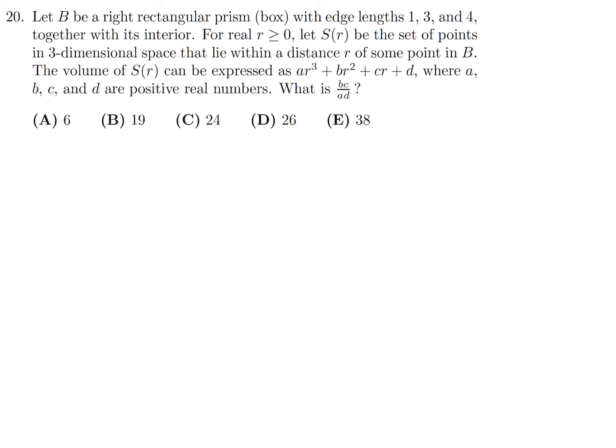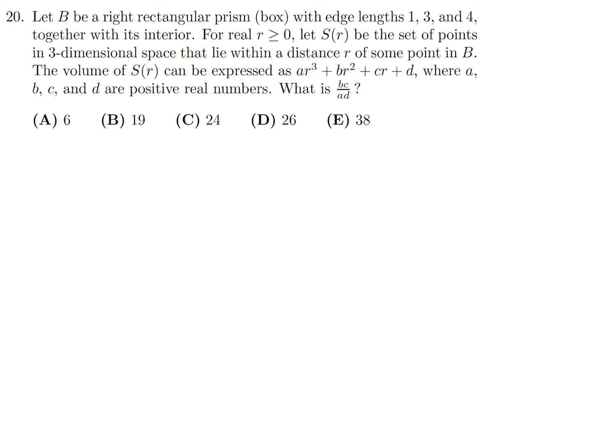Let B be the right rectangular prism box with edges 1, 3, 4, together with its interior. For real r greater than or equal to 0, let S of r be the set of points in three-dimensional space that lie within a distance r of some point in B. The volume of S of r can be expressed as A r cubed plus B r squared plus C r plus D. What is BC over AD?